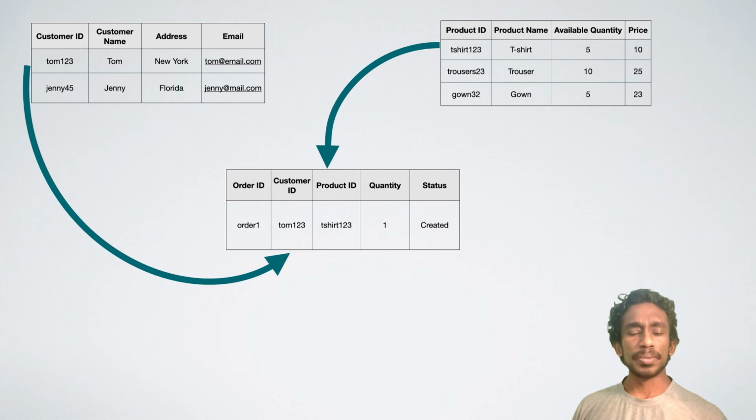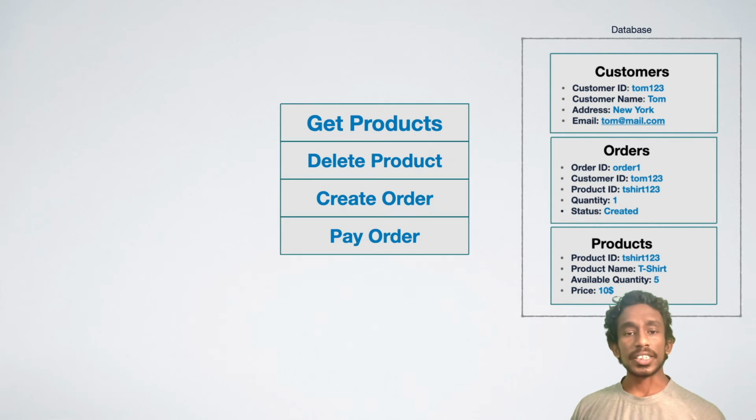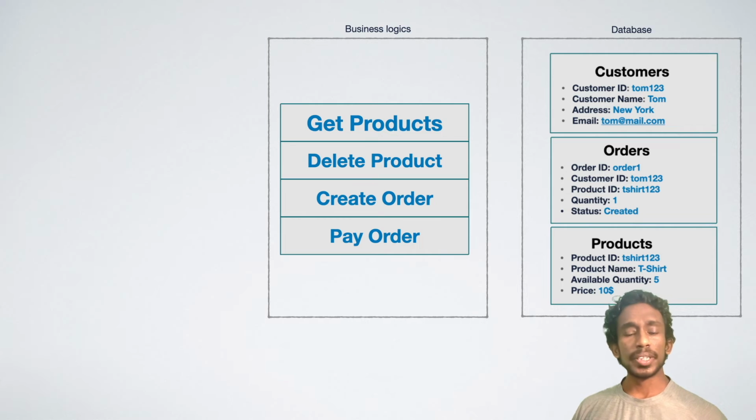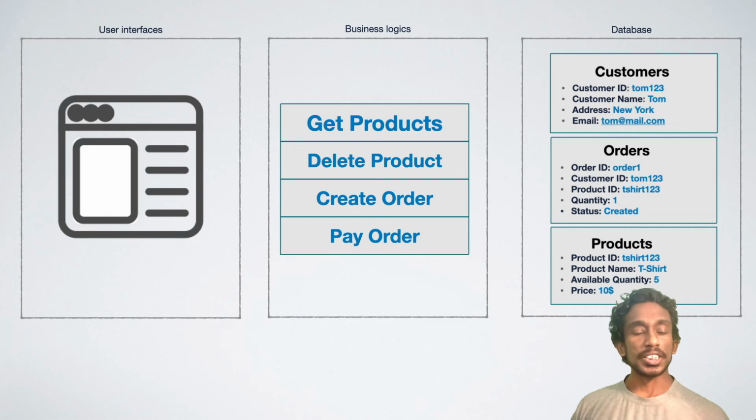So let's keep it simple. We can keep all of these tables in a database. Then all the database accessing logic and business logic can be kept in a separate server. You can also keep the user interfaces as an HTML document. Look familiar? This is a three-tier application.